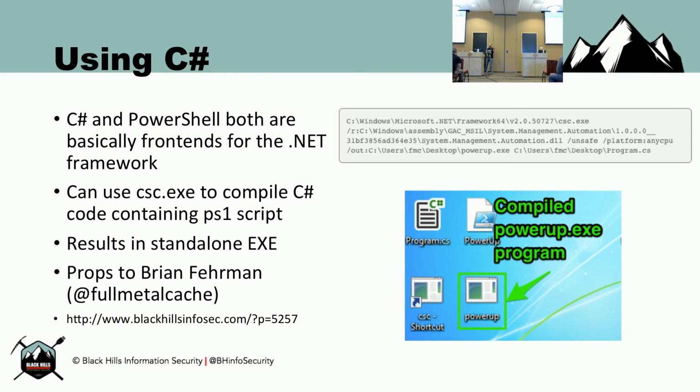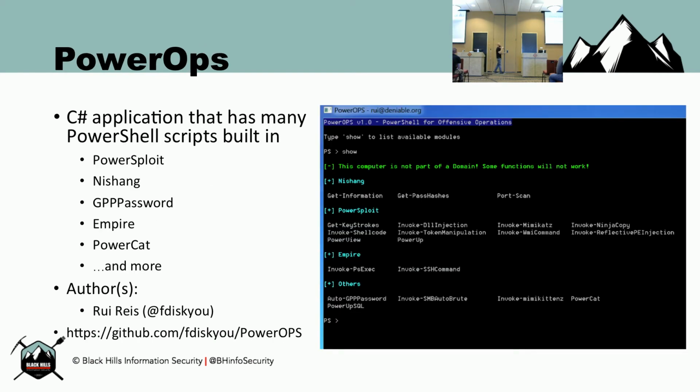PowerShell script onto the CSC. Then there's PowerOps. So this is basically using the exact same concept. It wraps a bunch of very interesting PowerShell scripts, the things that we use all the time, into a C# binary, and basically you would drop this onto the disk, which, you know, dropping an EXE is not in the user's best interest, but it does get around the restrictions of not having PowerShell available.